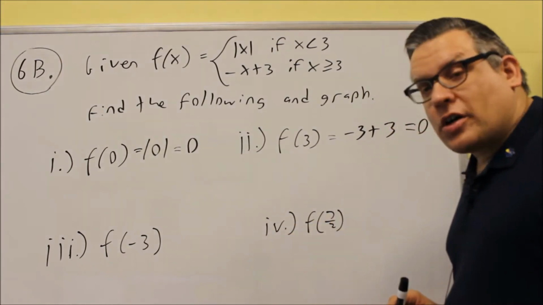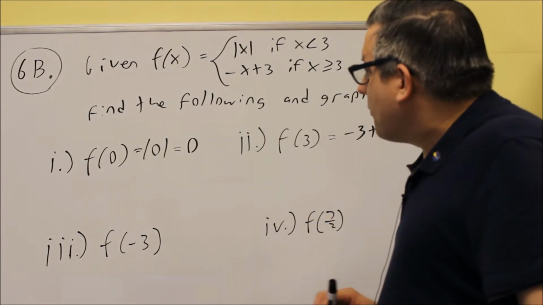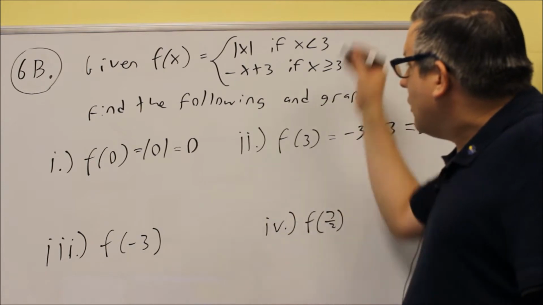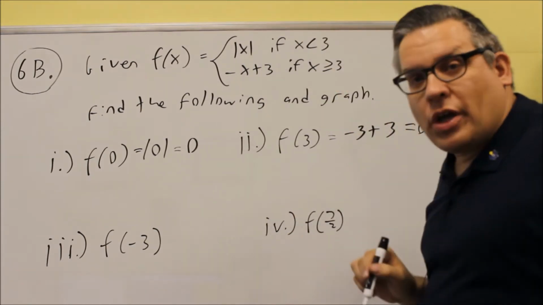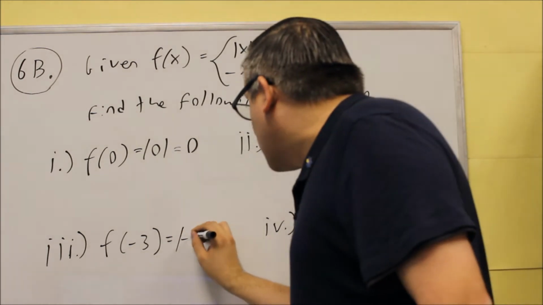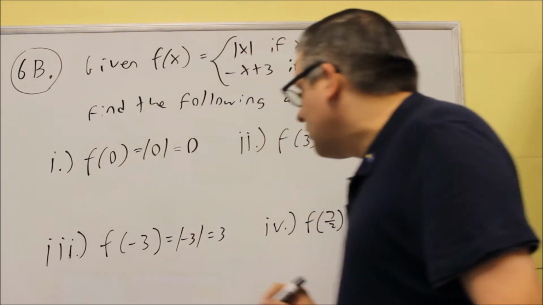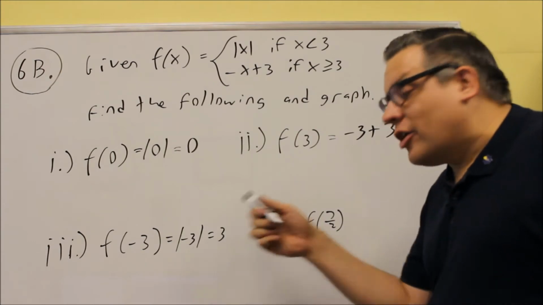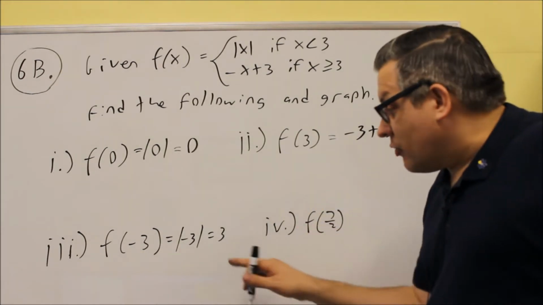For the third part there, 3, f of negative 3. Okay, so negative 3 would belong to the first one again because that's less than 3. So we're going to do absolute value of negative 3, which will equal 3. Absolute value will always give you a positive result.